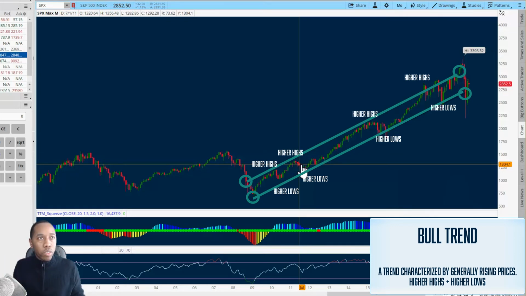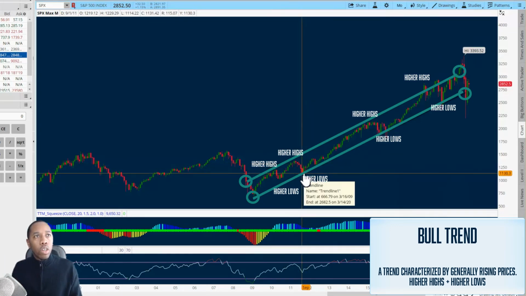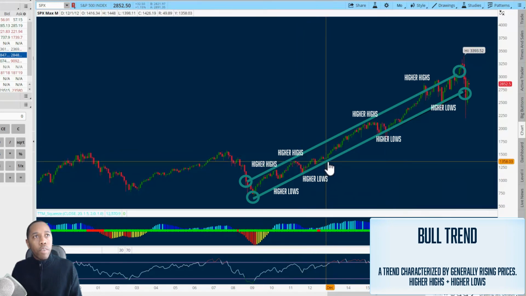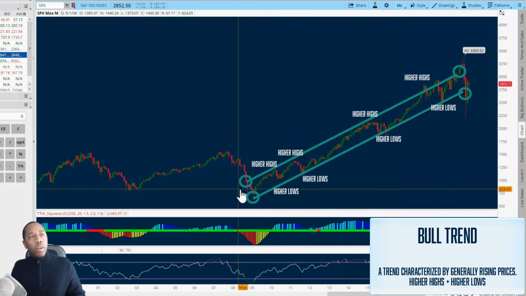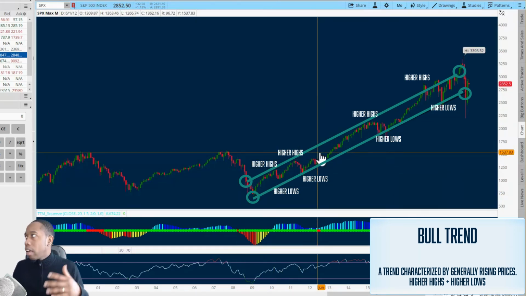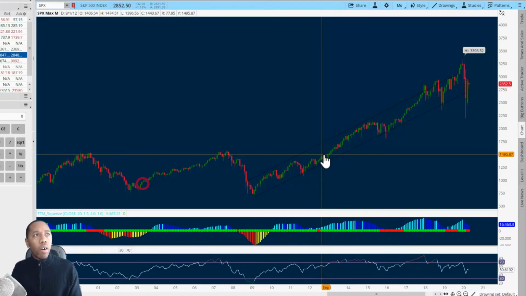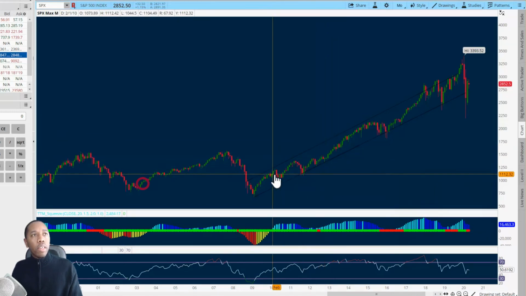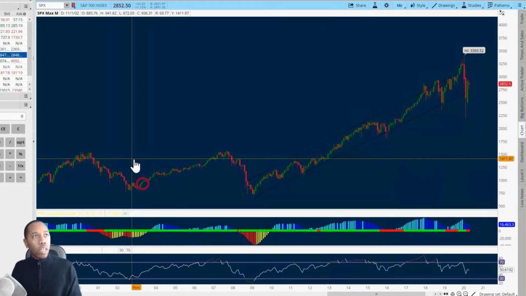So we call it a retracement. When it retraces, the lows are higher. We can see every point, the lows are higher. So the easy way to remember this is that a bull trend is higher highs and higher lows. That is a bull trend. Now, a bearish trend will be lower highs and lower lows.